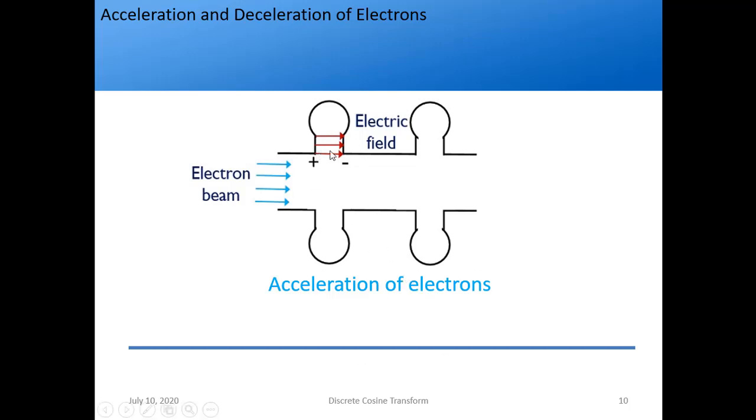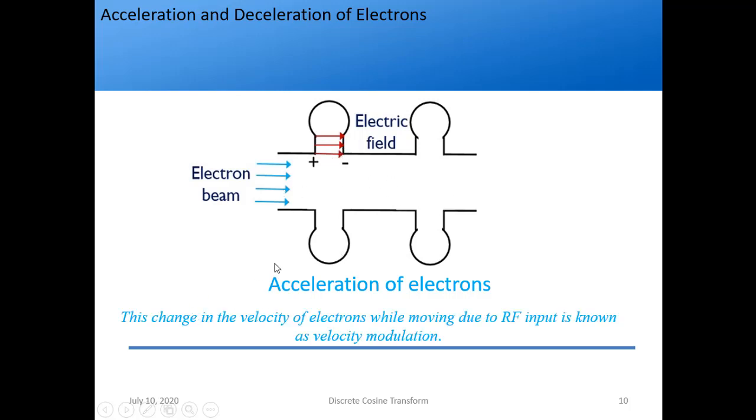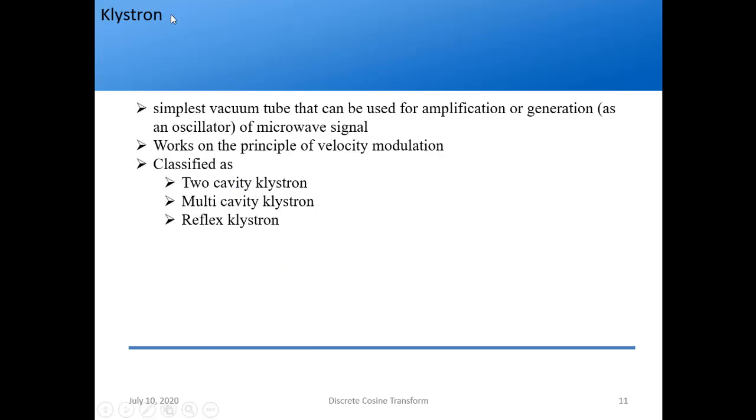Now the signal will continuously be coming, right? So there is continuous acceleration and deceleration of electrons, meaning the velocity is continuously changing. This change in the velocity of electrons while moving due to RF input is known as what? Velocity modulation. This velocity modulation in a klystron comes for 10 marks, so we will study it further. This is a very important concept. Then we study the first microwave tube, which is klystron.